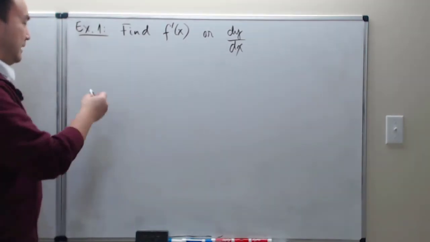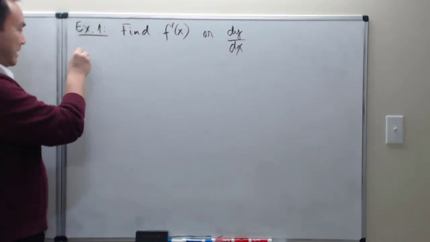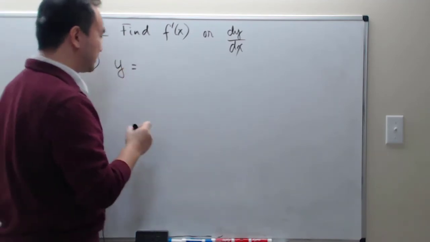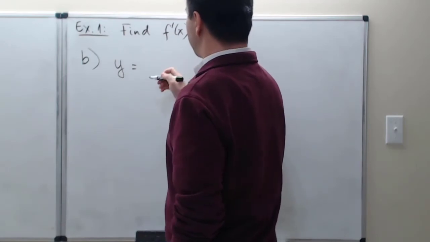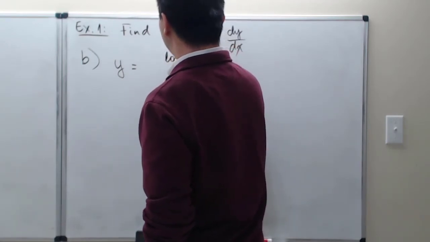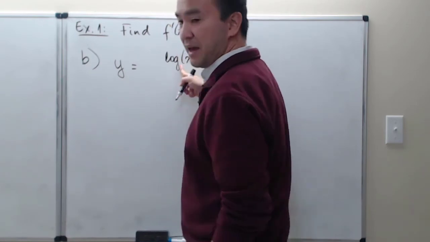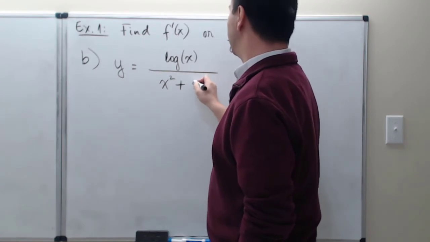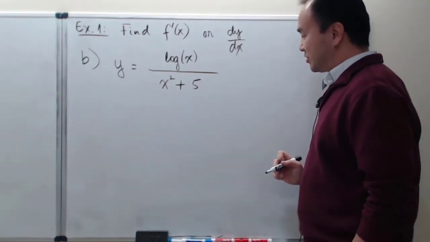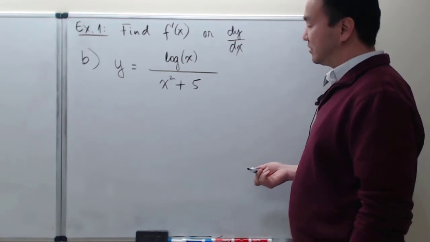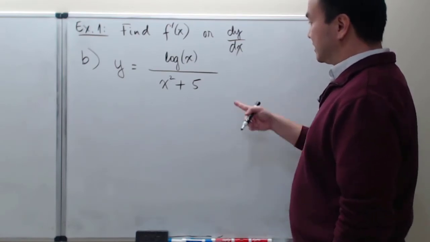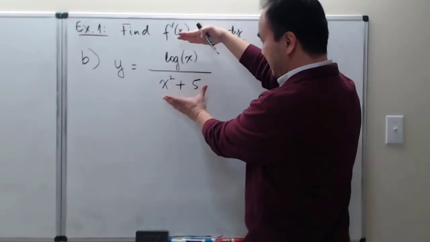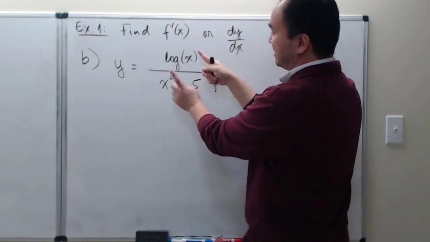All right, so let's now look at part B of example 1. We have a function, y equals log, skipping the base so log base 10, of x squared plus 5. Before proceeding into actually finding the derivative, we can observe that our function here is a quotient. The big thing that catches everybody's attention here is that we have a quotient.